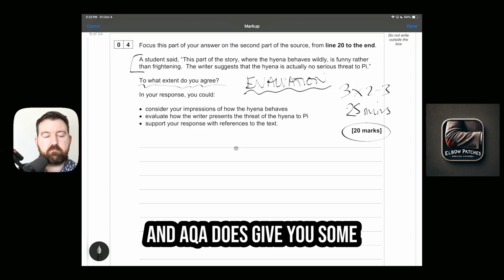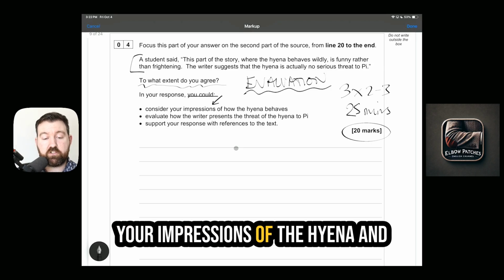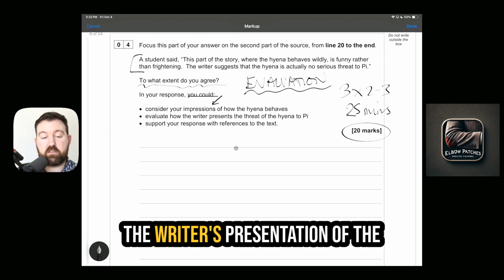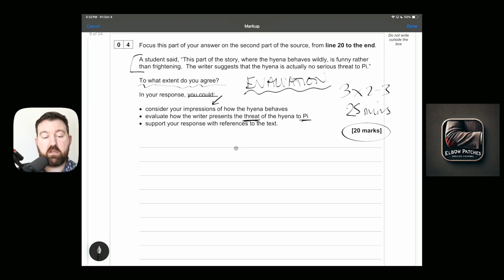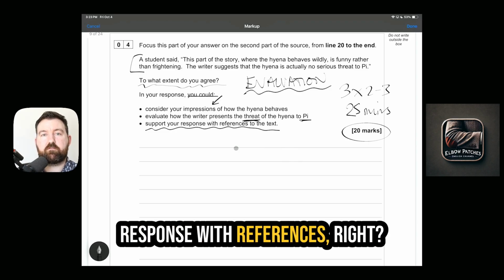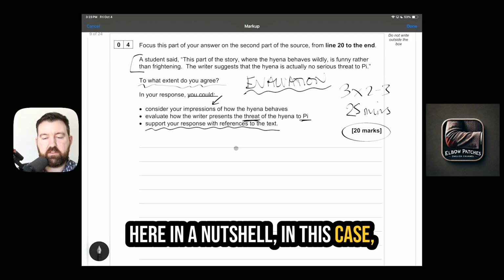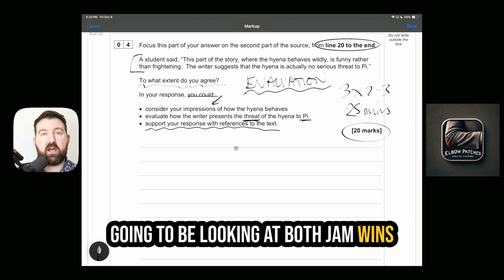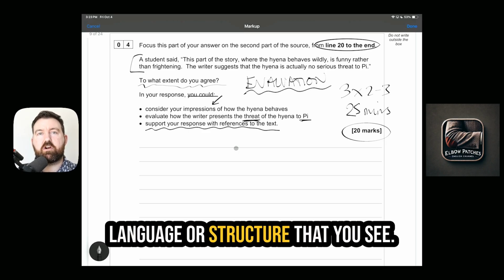And AQA does give you some suggestions. So you could consider your impressions of the hyena and how the hyena behaves. The writer's presentation of the hyenas maybe as a threat to Pi, and it just reminds you to support your response with references, right? So what you're going to be doing here in a nutshell, in this case from line 20 to the end, is you're going to be looking at both JAM wins and FPPS, and obviously any other language or structure that you see.